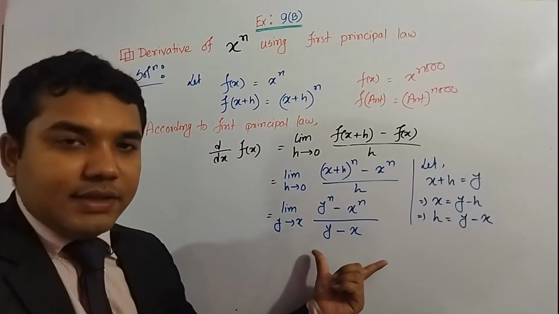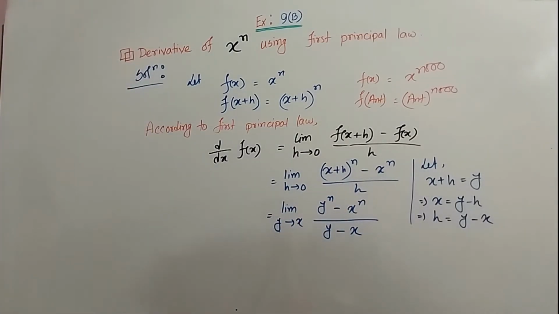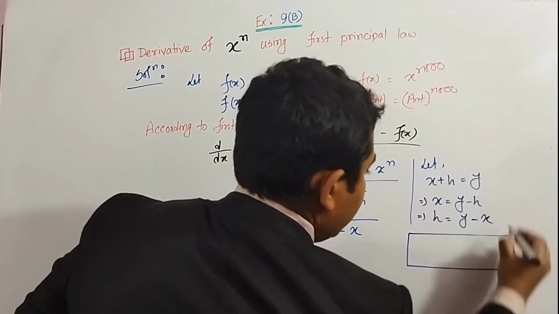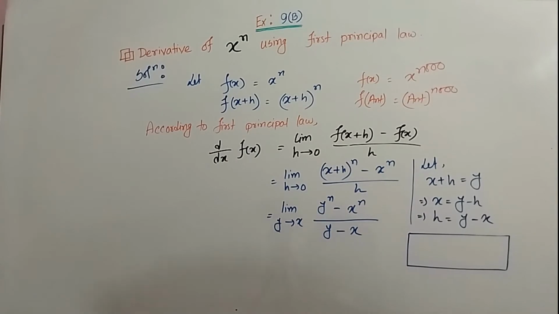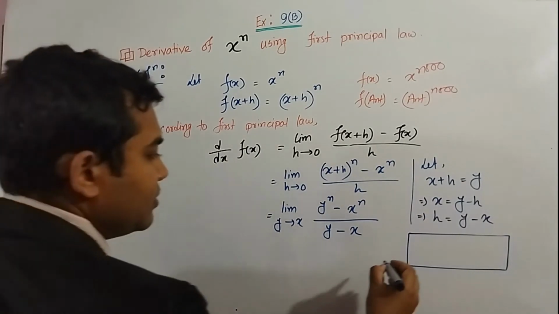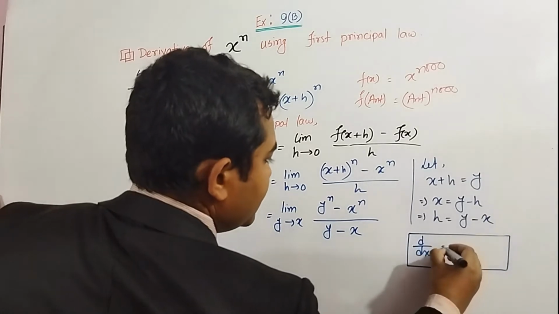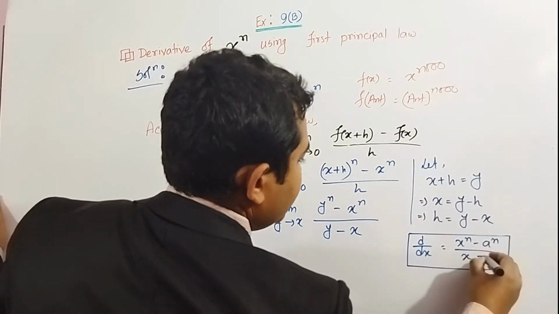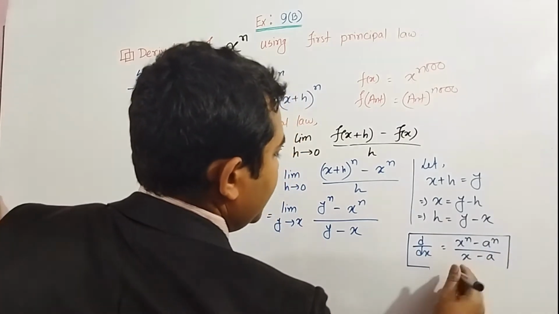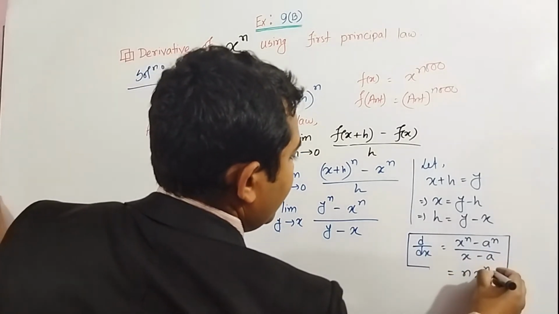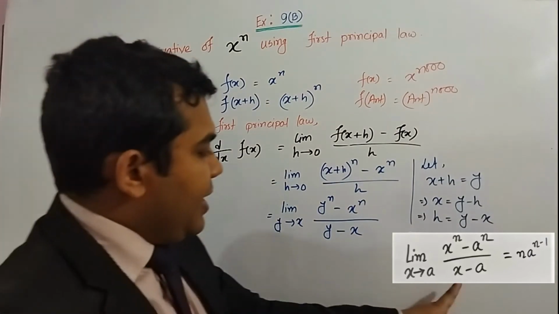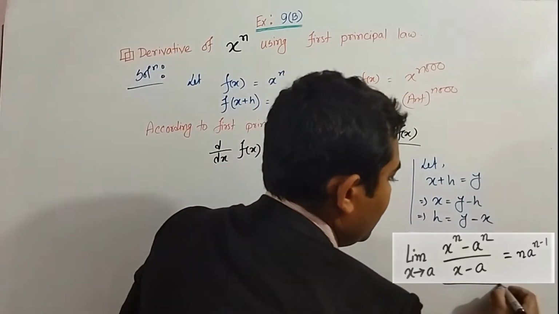If it is like this, then we know a formula. What is that formula? We have a formula we know already: limit of x to the power n minus a to the power n divided by x minus a should be n into x to the power n minus 1. So here, n into a to the power n minus 1.